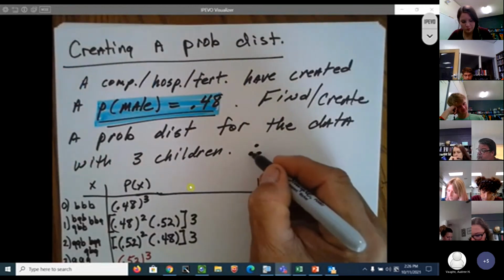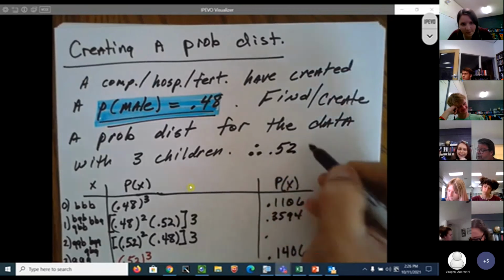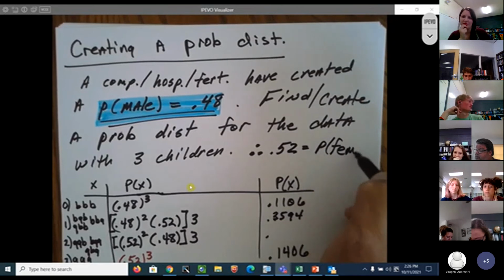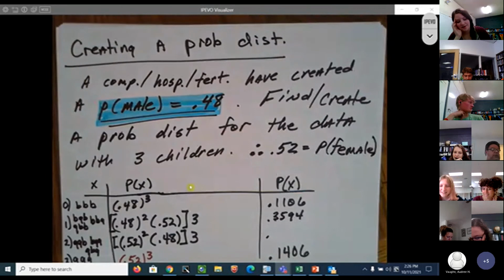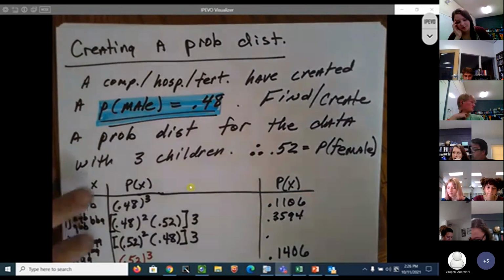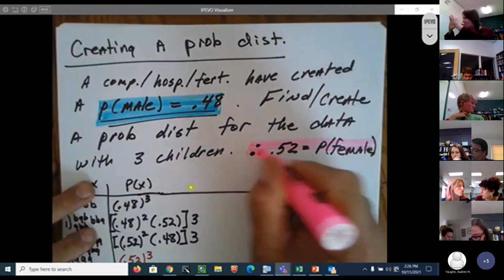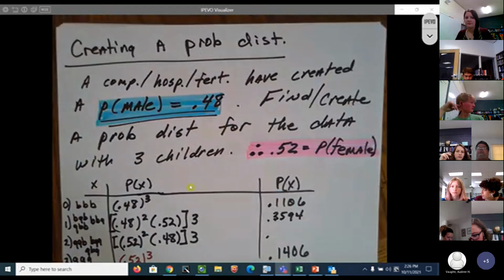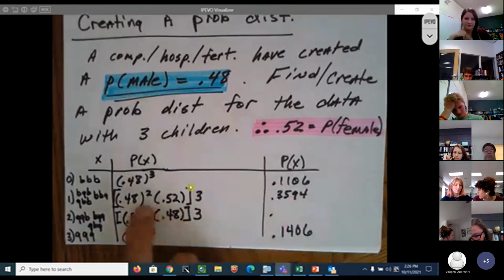All right. So therefore, 0.52 is the probability of females. So we'll take our pink. We'll be very, very stereotypical here. And that's where all the numbers come from. Now you can take those decimals and you could put them in here, see?